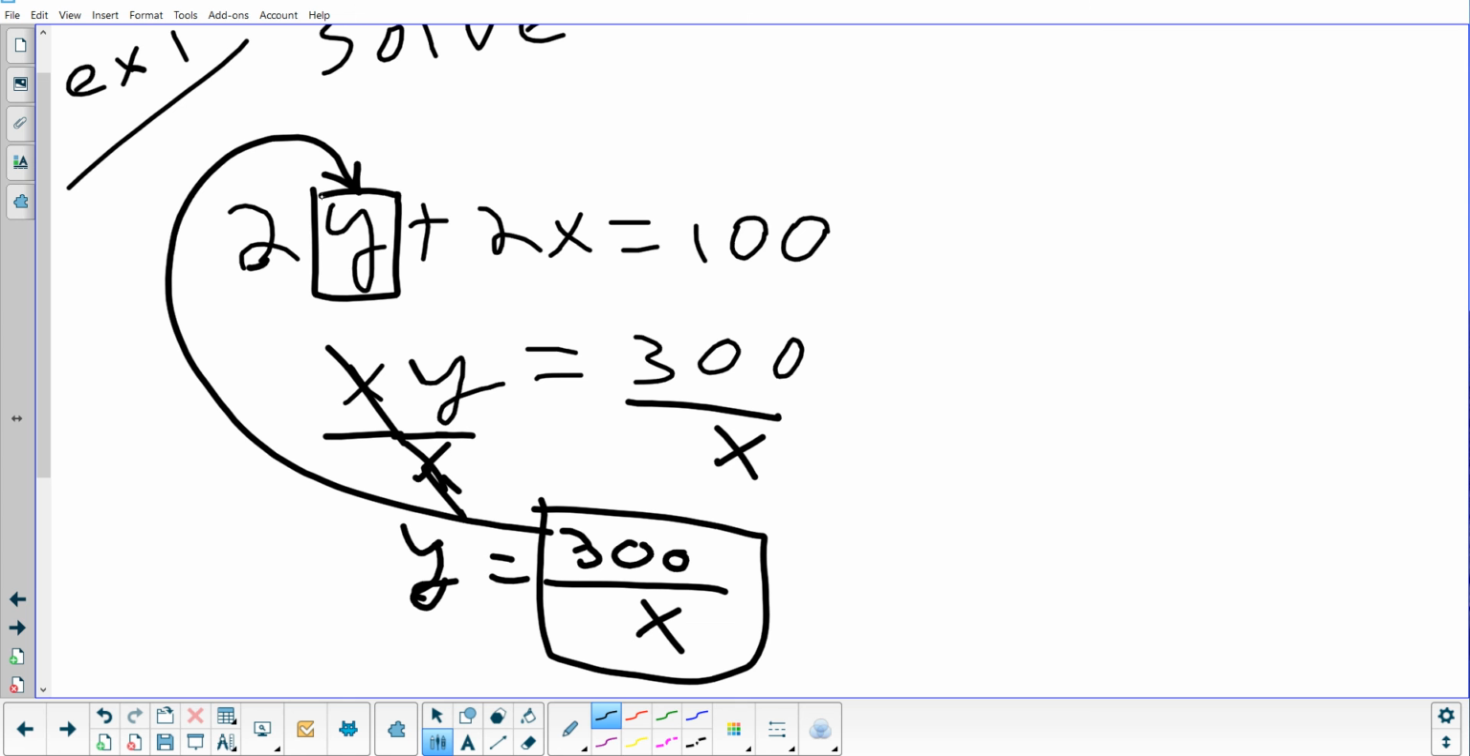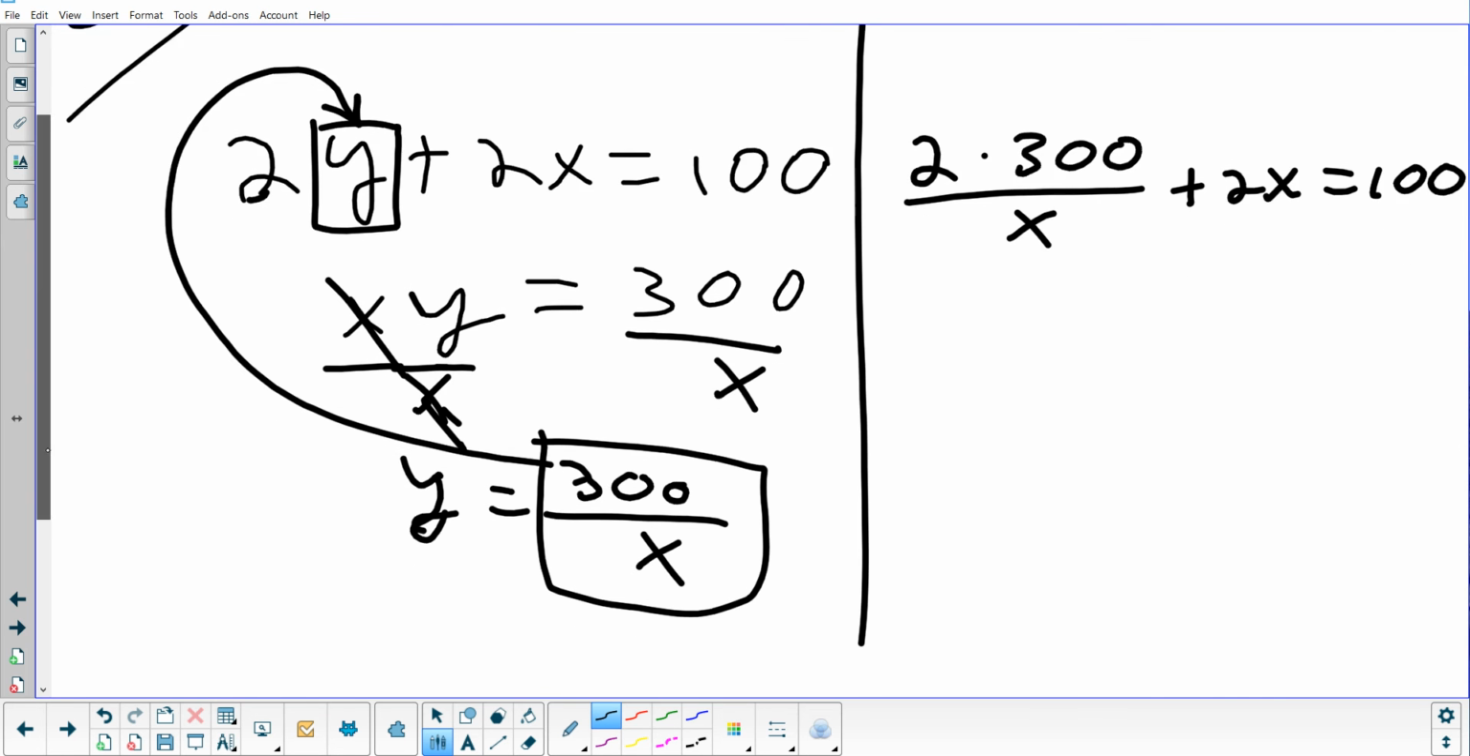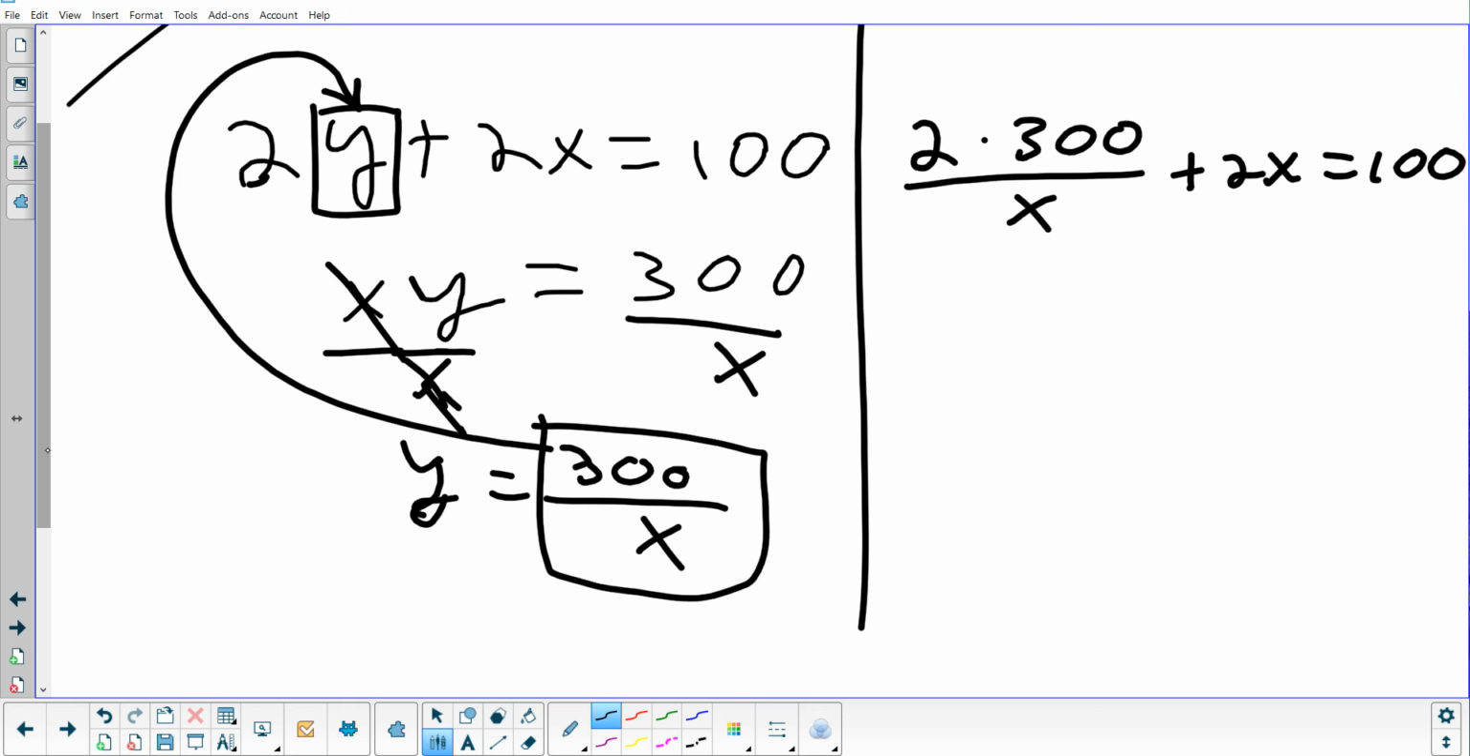So let's see what happens. We've got 2 times, change y to 300 over x. So there's 2 times y plus 2x equals 100. All right, and let's solve it.